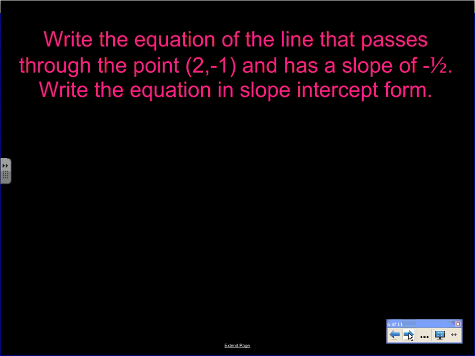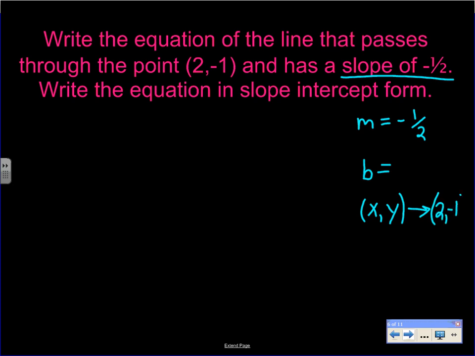Looking here, we have an equation of the line that one should write the equation of the line that passes through the point 2, -1 and has a slope of -1/2. We're supposed to write the equation in slope-intercept form. So m is equal to -1/2. b is equal to something that we're going to find, and our xy in this case is going to be 2, -1. We get that from right there.